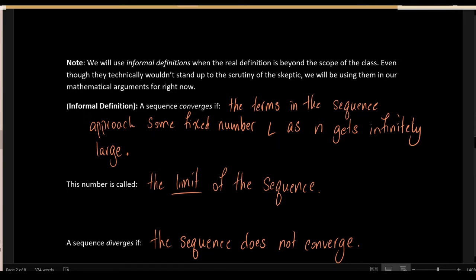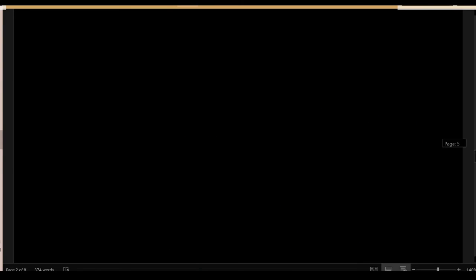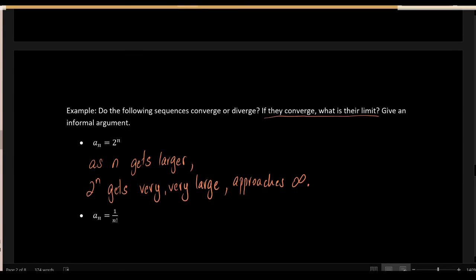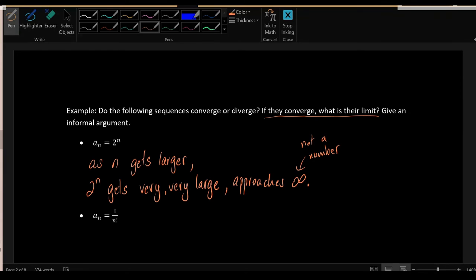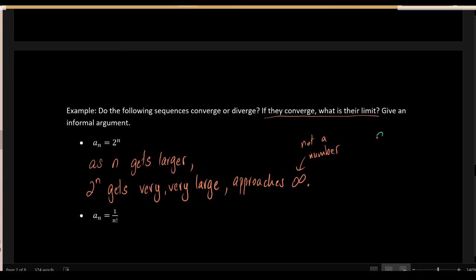So the terms of this sequence are approaching not a number, they are approaching positive infinity. Because the terms in this sequence are not approaching some fixed number, this sequence diverges. Infinity is not a number. The terms in the sequence are growing without any limit at all. So I would conclude that the sequence diverges.